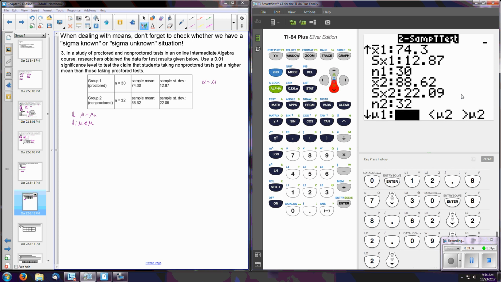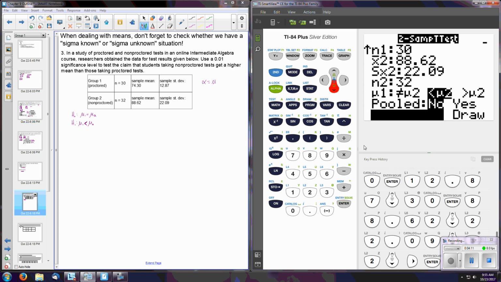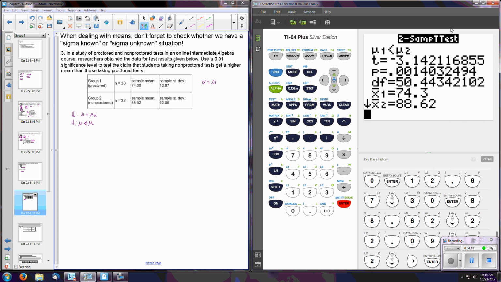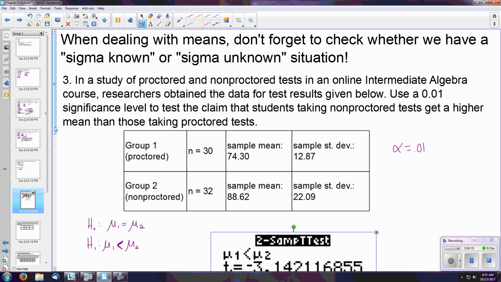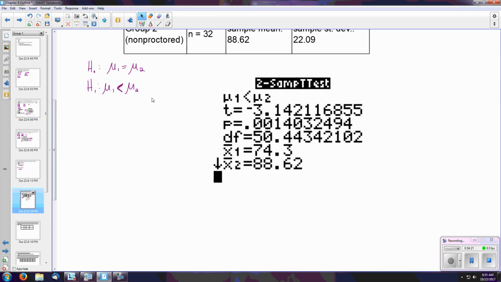And it's not a big deal if the samples are in fact different in size. Next, you're going to find the hypothesis type that matches. We are testing that mu1 is less than mu2. Our data is not pooled, so you're going to go ahead and calculate. So what information does this give us? You'll notice this information should all look very similar to stuff we've done in the past. Here we have a t-test statistic of -3.14 and a p-value of 0.0014.